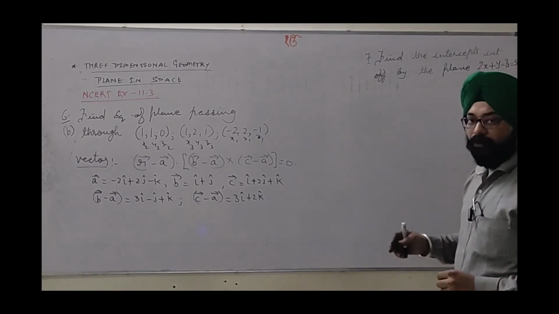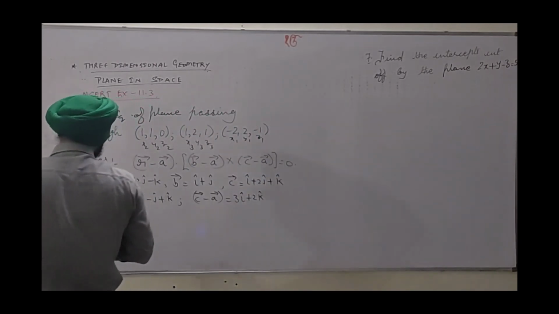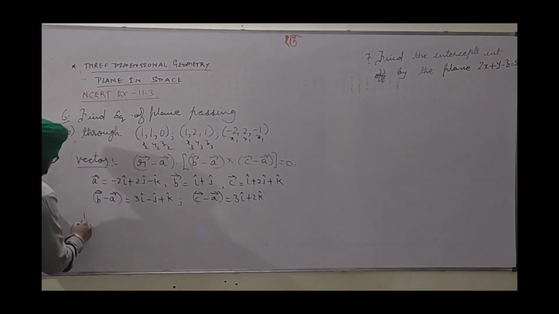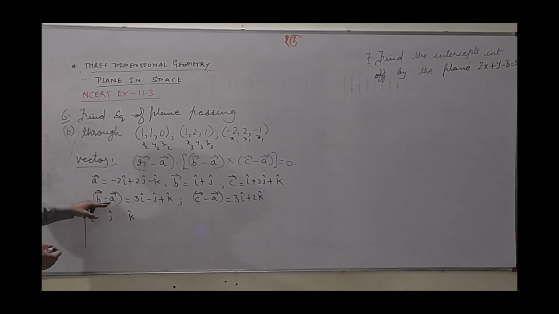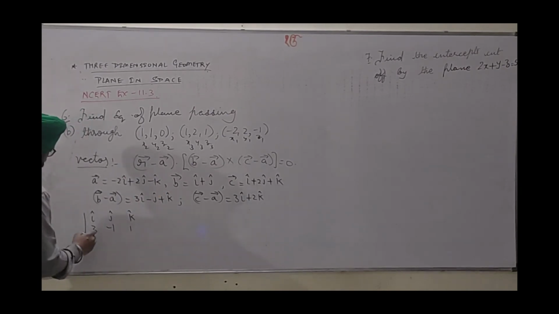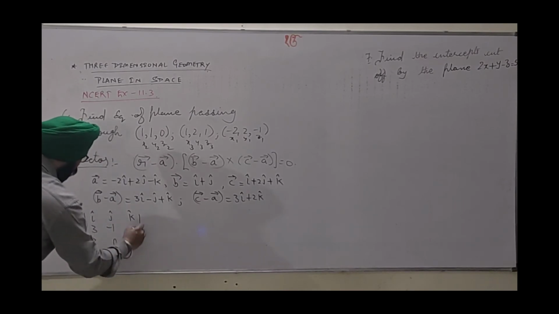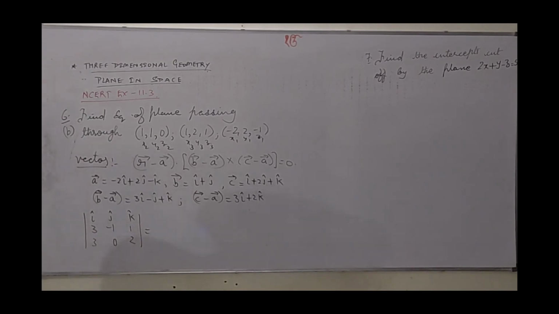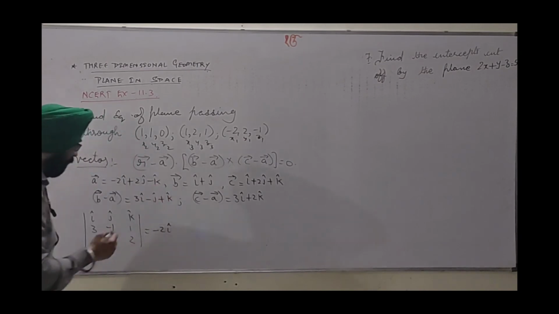To find the cross product of the B minus A vector and the C minus A vector, we will apply the determinant form. First row of i, j, k, second row the components of B minus A: 3, minus 1, 1, and the next row of C minus A: 3, 0, 2. I wish this should not be the 0 vector. Okay, for i cap, minus 1 into 2 is minus 2, minus 0, yes. At least we are getting minus 2i cap.